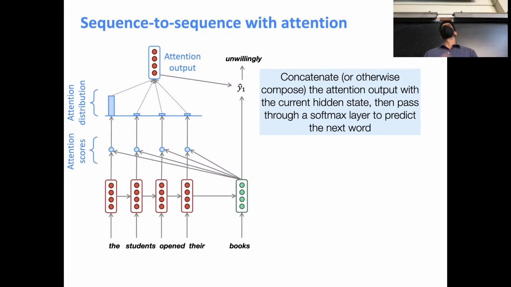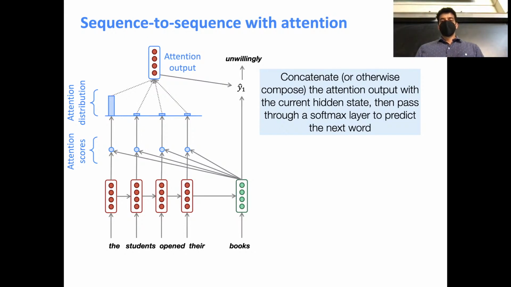You don't have to use concatenation. You can add them. You can do whatever you want to compose these two vectors. But you can see that this is now not forcing this vector, this green hidden state associated with books, to encode all of the information about the prefix. Now I have this alternative which lets me focus on different parts of the input, as well as just having this final vector.